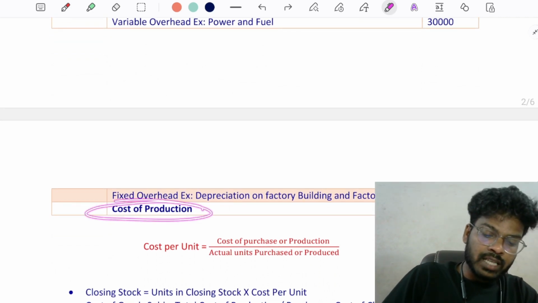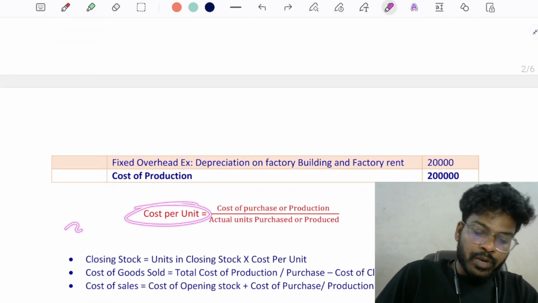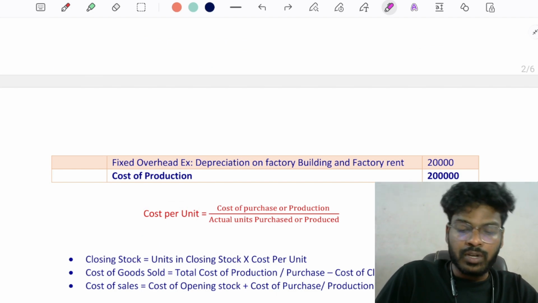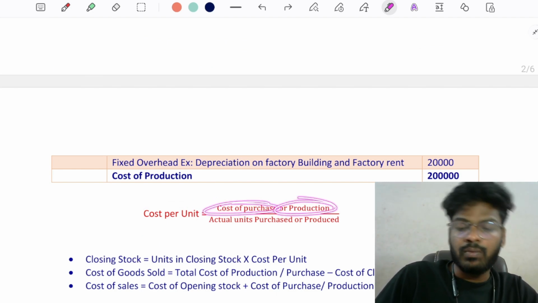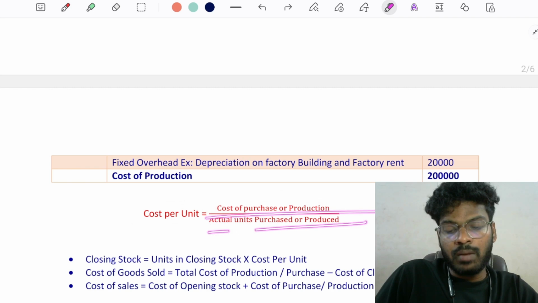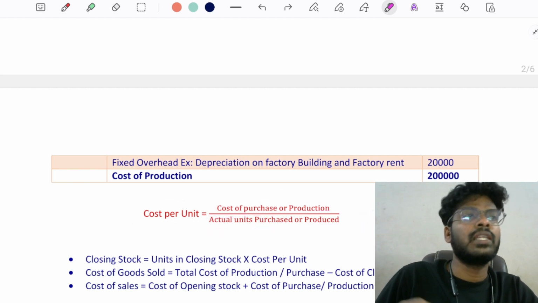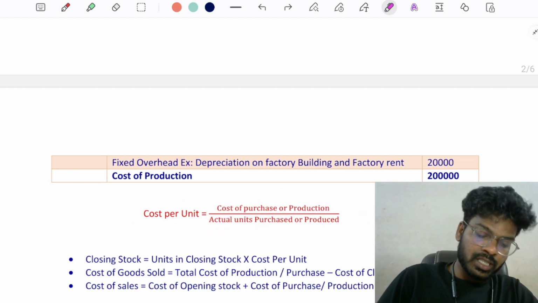So we will get a value of cost of production. Cost per unit. How will you calculate cost per unit? Cost of purchase or cost of production divided by actual number of units produced or purchased.